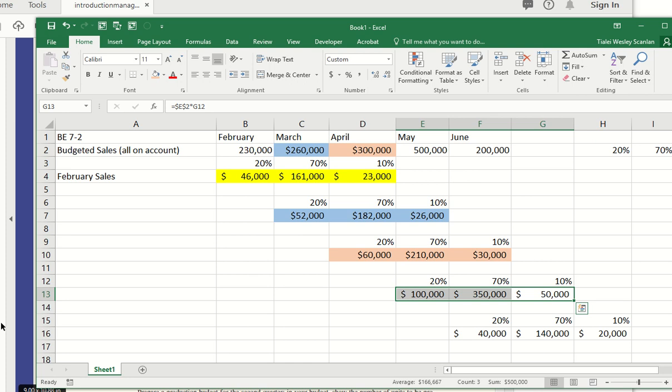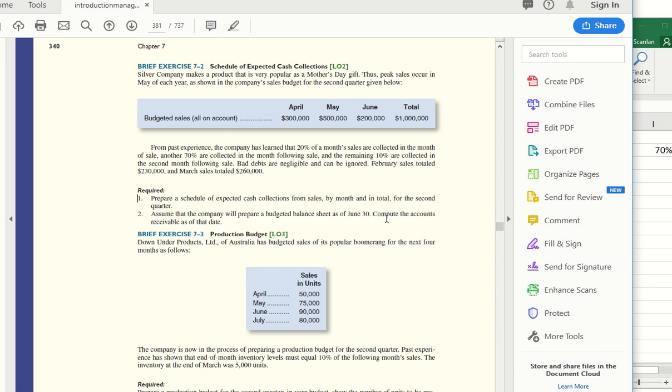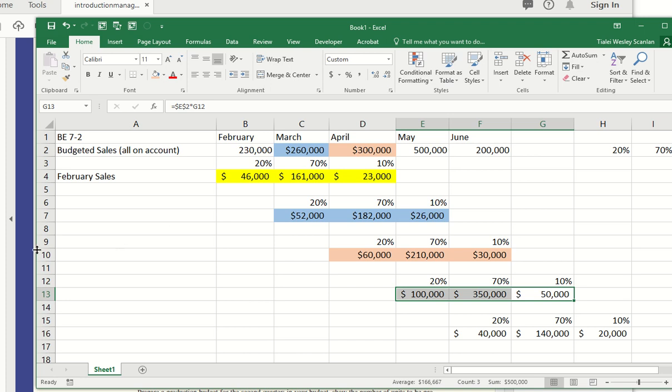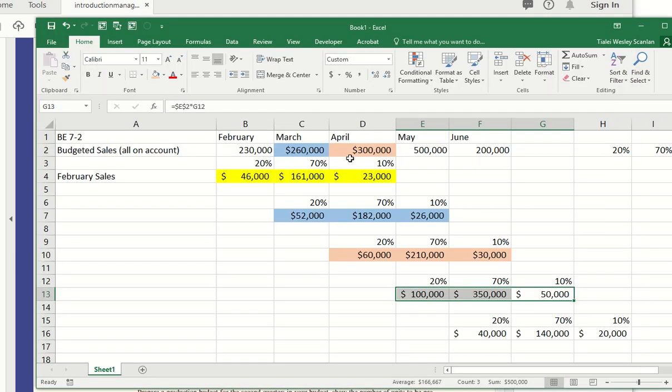What does the question ask? Prepare expected cash collection from sales by month and in total for the second quarter. Assume that the company will prepare a budgeted balance sheet as of June 30th. Compute the amount of receivables as of June 30th. Whatever we have not received as of June 30th would be the balance. So for the second quarter, prepare a cash collection schedule.